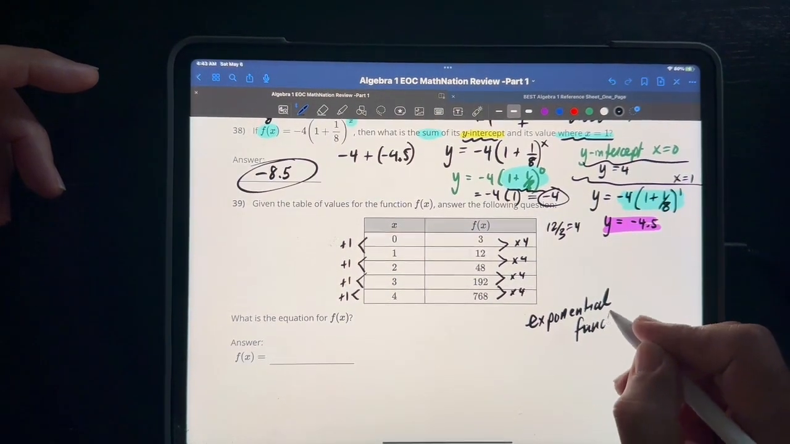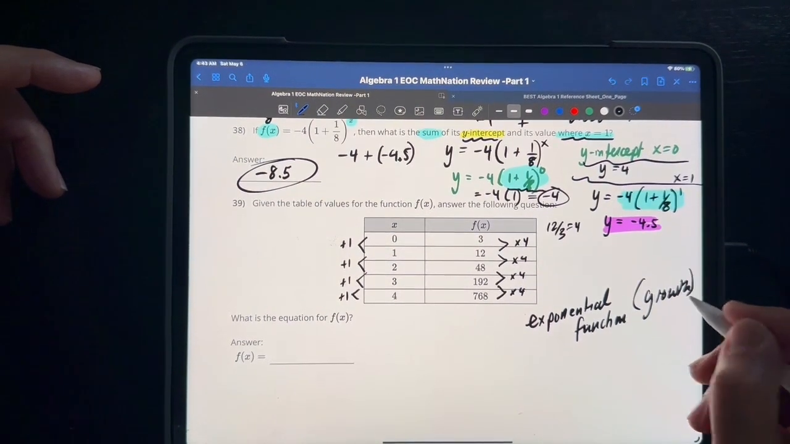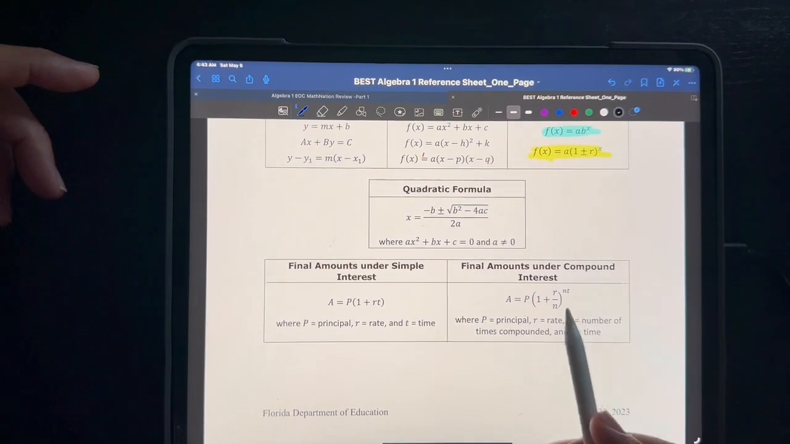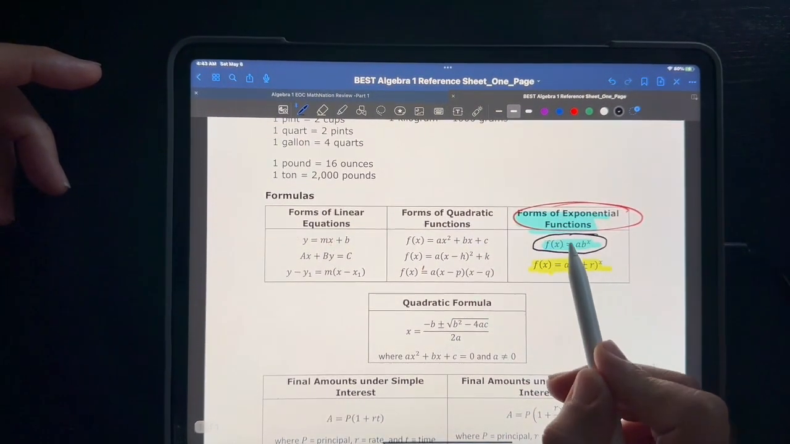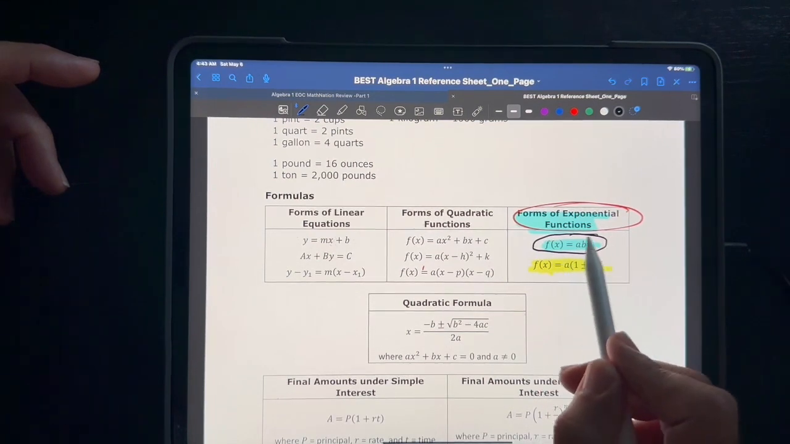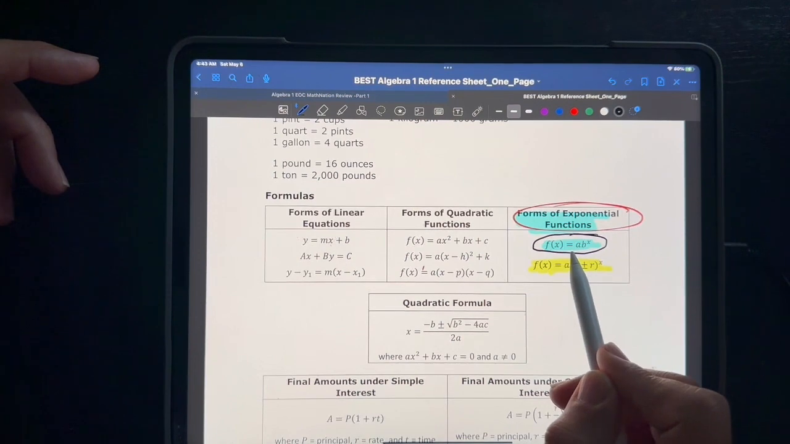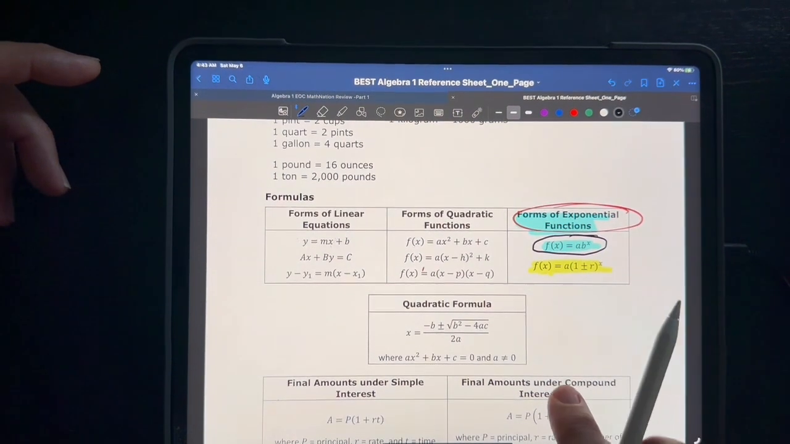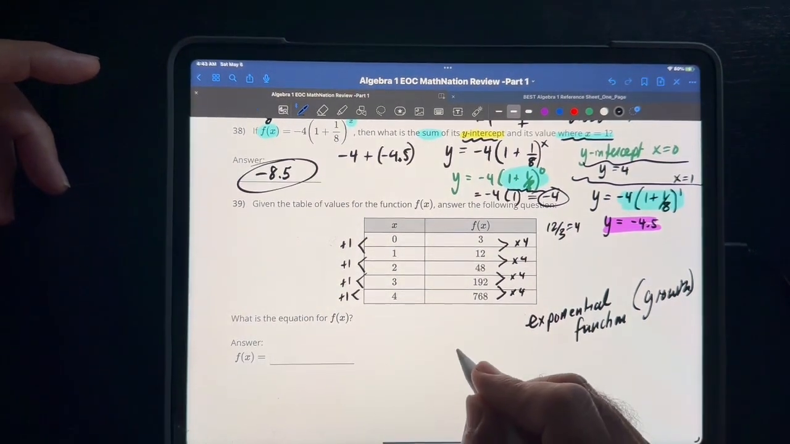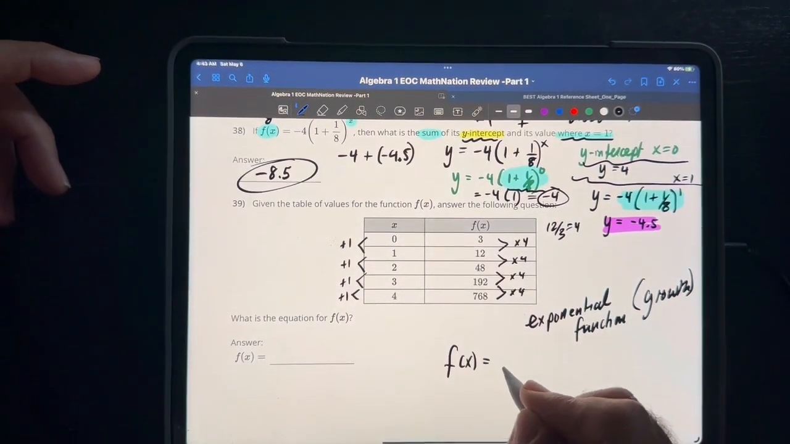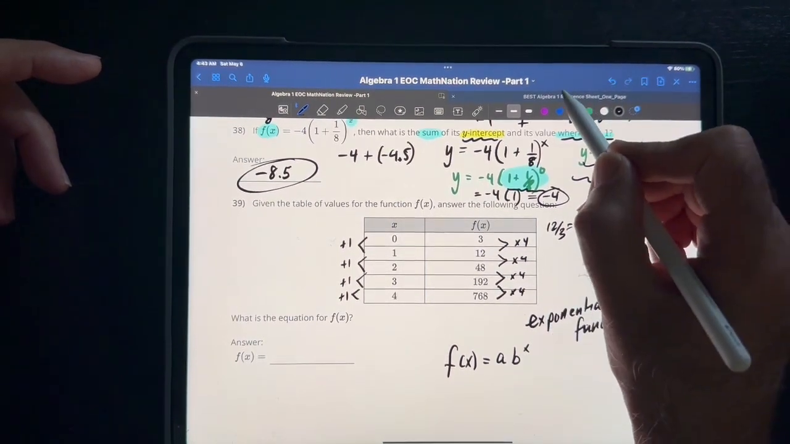All right, it's growth. And how do you write that? Well, you're going to use your formula sheet and use this here. We did a lot of this in class as well. I think this was maybe third quarter, all right? So f of x equals a times b^x, right? So you're gonna use that formula. Is that what we had here?